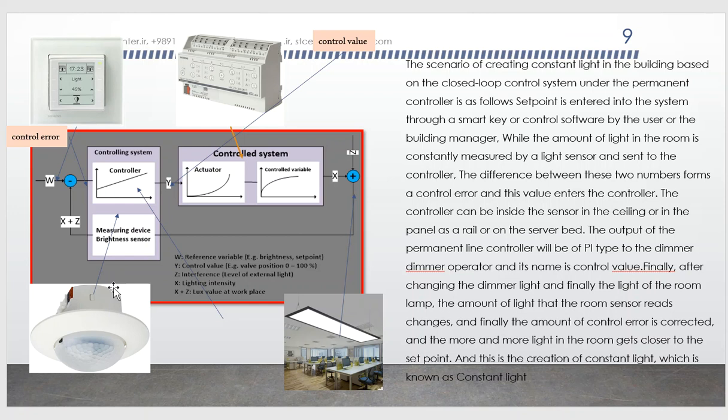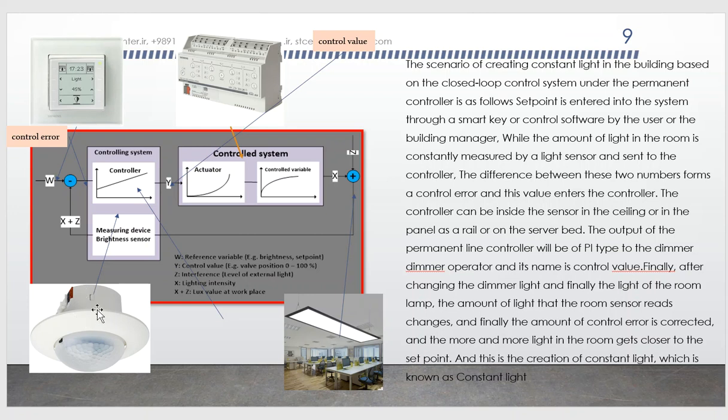What is the light controller here? For example, from the keypad, you can enter the set point, or consider the set point beforehand in the parameters of the controller. It comes to the controller. There is a comparator in the controller.